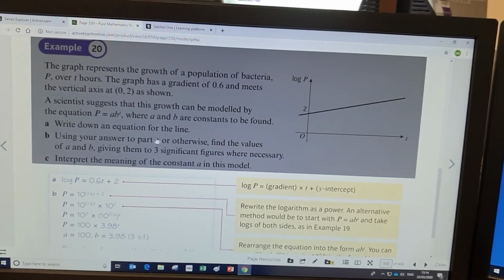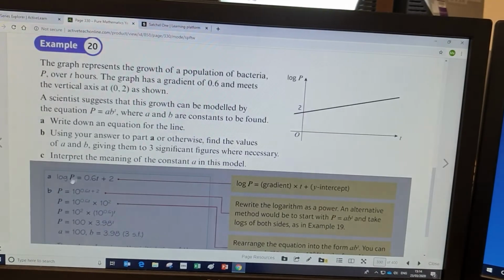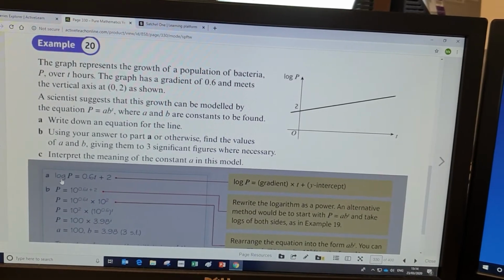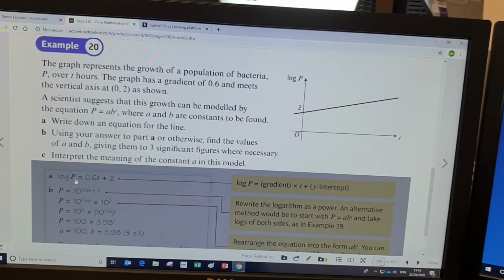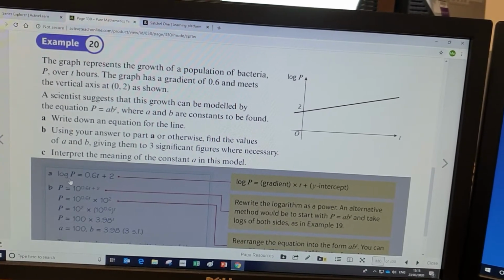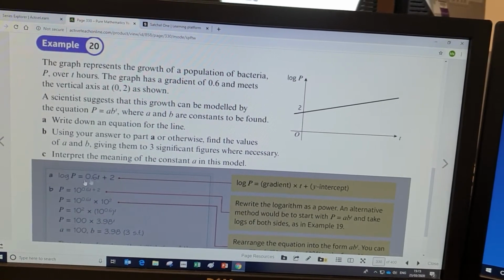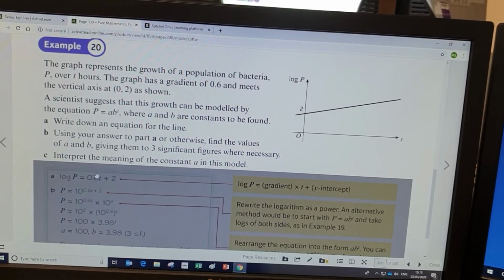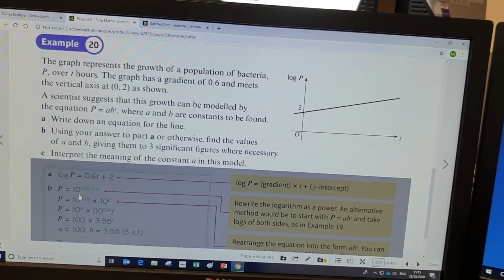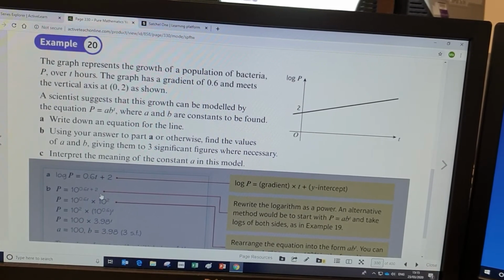But we want to find the values of a and b, and that was where p, not log p, equals a, b to the t. To turn this log p into p, we have to do the reverse of what's happening. So this is log base 10 of p equals this stuff. That means that 10 to the power of this stuff is equal to p, and that's exactly what's happened here. P equals 10 to the power of this stuff on the right.